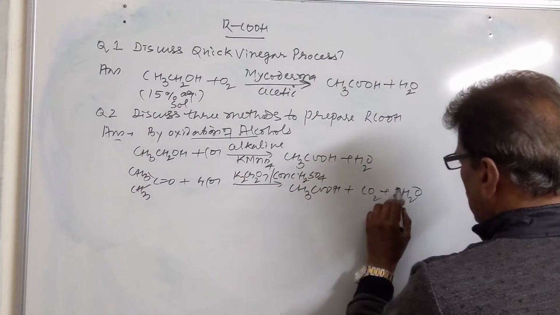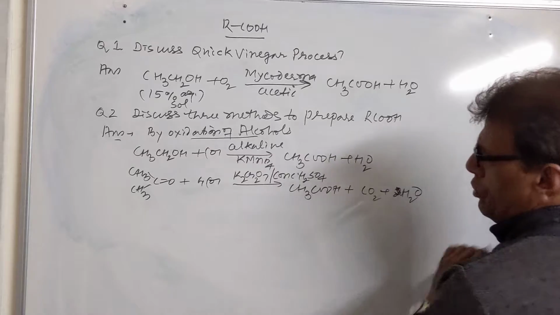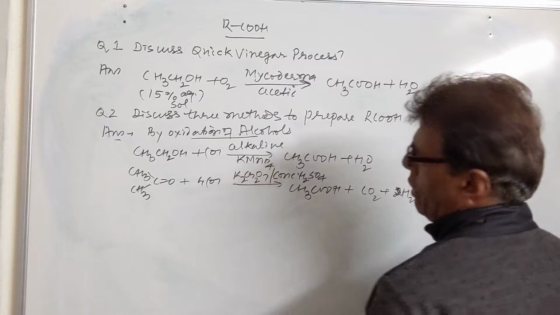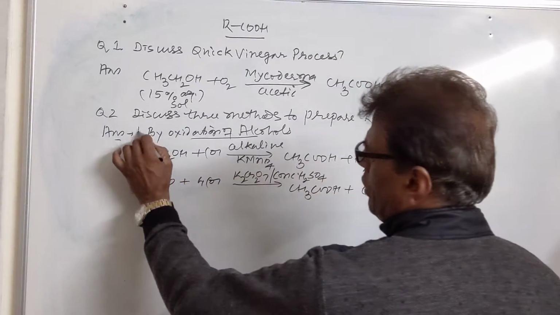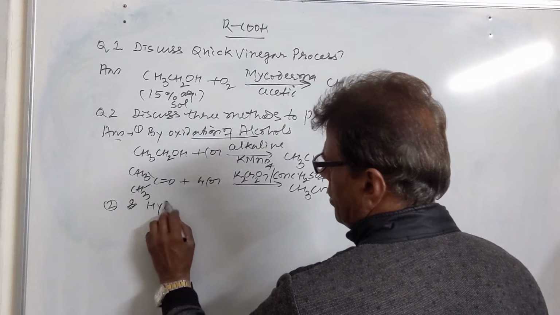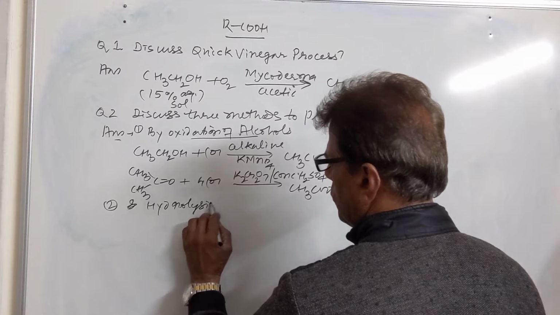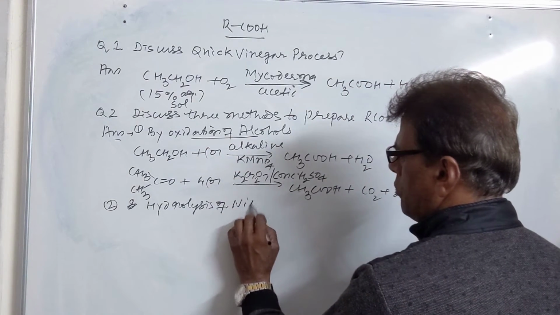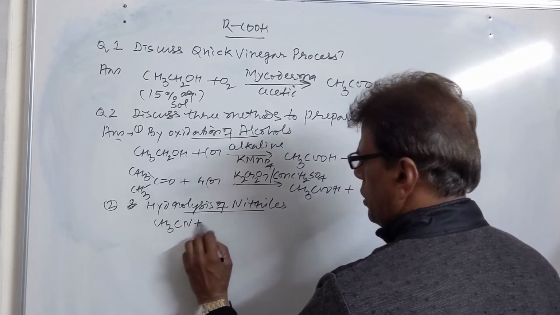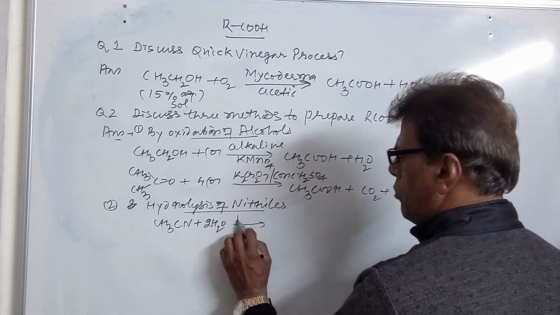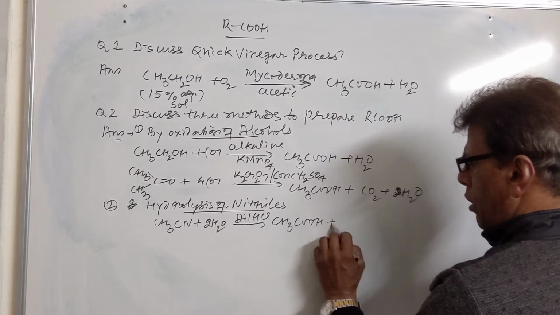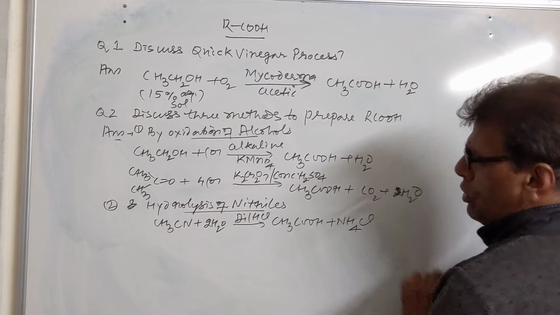So here we were having 4 and 2, 6 hydrogen on both sides, and 2 oxygen, 4, 5, 1 oxygen, so this equation is also balanced. This is our first method. Second is hydrolysis of alkyl cyanides, nitriles we can call them IUPACally. CH3CN when treated with 2 water in the presence of dilute HCl, we get carboxylic acid. Along with that we get ammonium chloride solution.